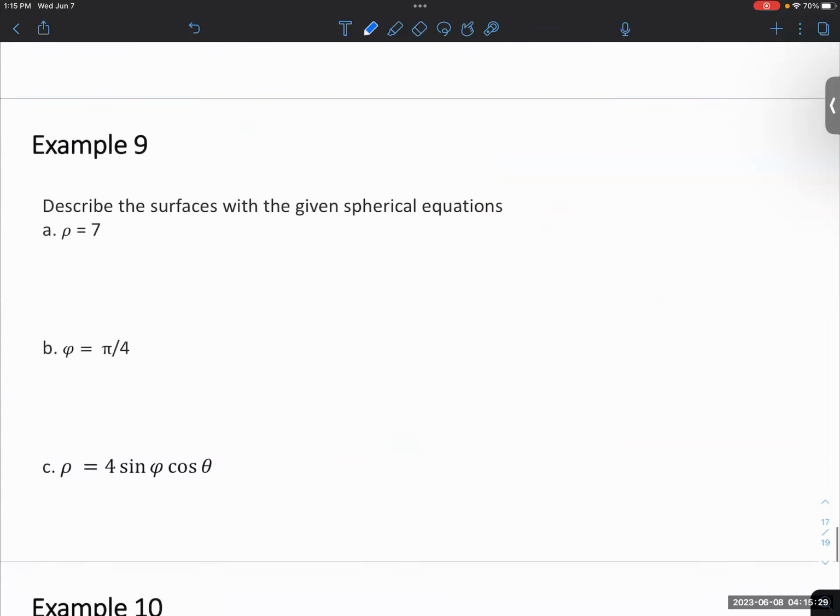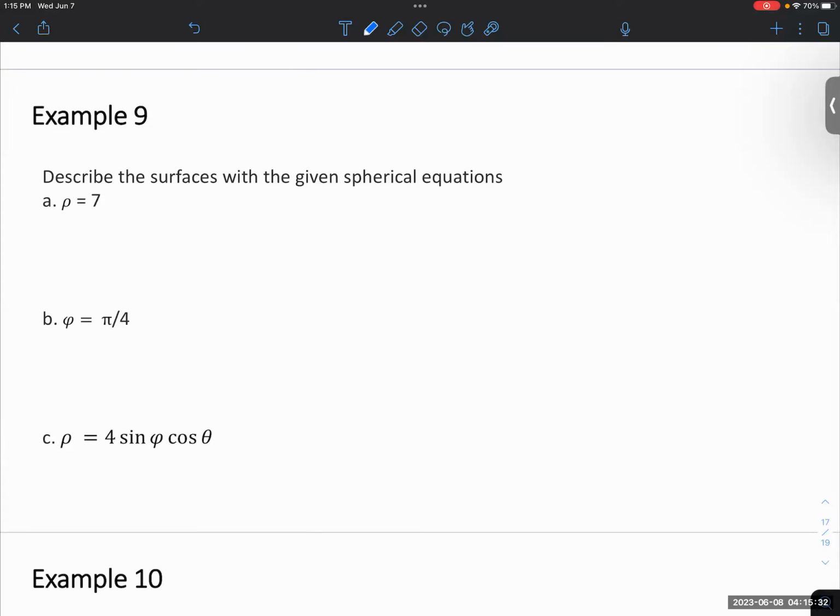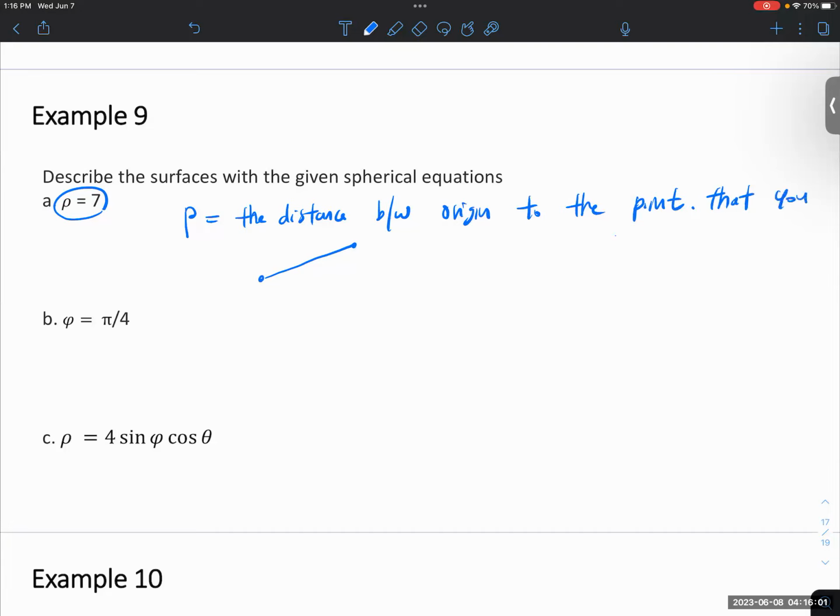I'm going to do 2 more examples. Hold on. So I just want you guys to observe one more time. So we talked about it. Rho means the distance between the origin and the point. So in this case, the distance from the origin to the point that you want to reach. So this is the rho, this is the origin. So the distance is 7. That's what they're talking about. I just want you guys to visualize the information more.